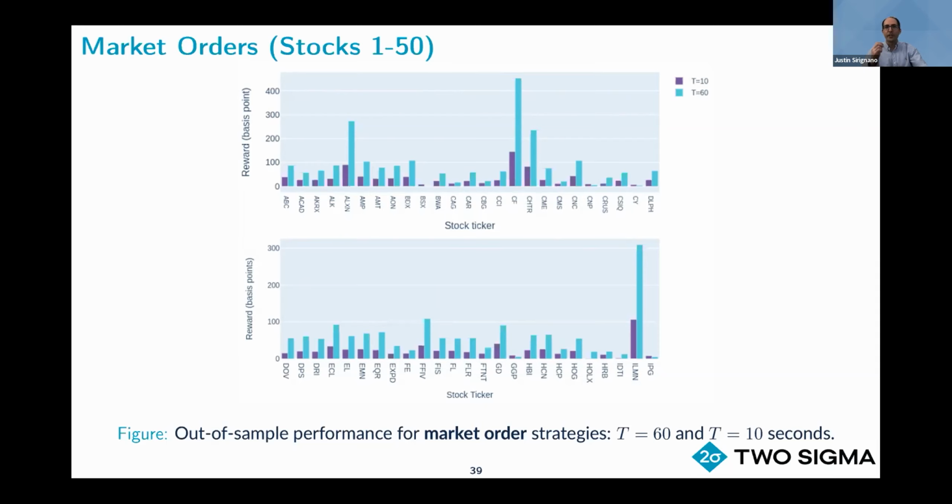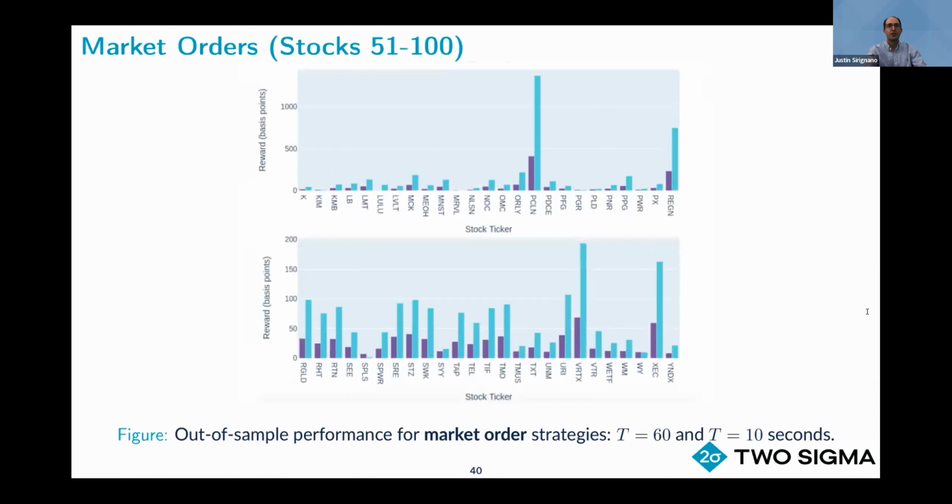We observe that the reinforcement learning model consistently provides a positive cost savings across these 50 stocks, although with significant variability. Some stocks have a small cost savings while others have a larger cost savings. Results for another 50 stocks are displayed here. Notice that in general, the cost savings increase given a longer time horizon, which is shown in turquoise, the 60-second time horizon, and the 10-second time horizon is shown in purple in the plot.